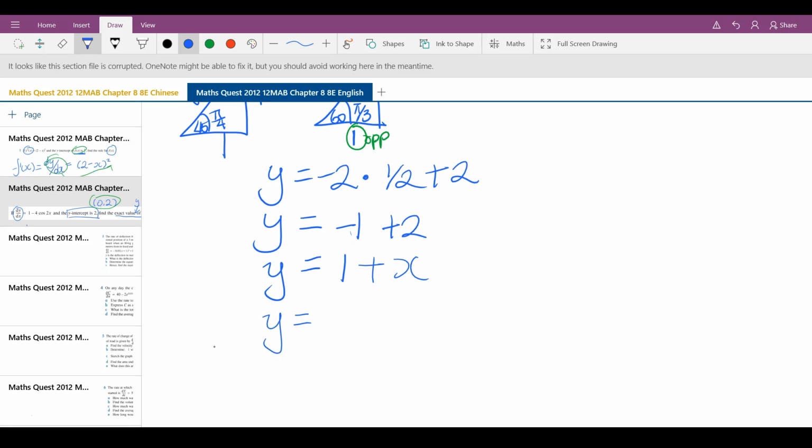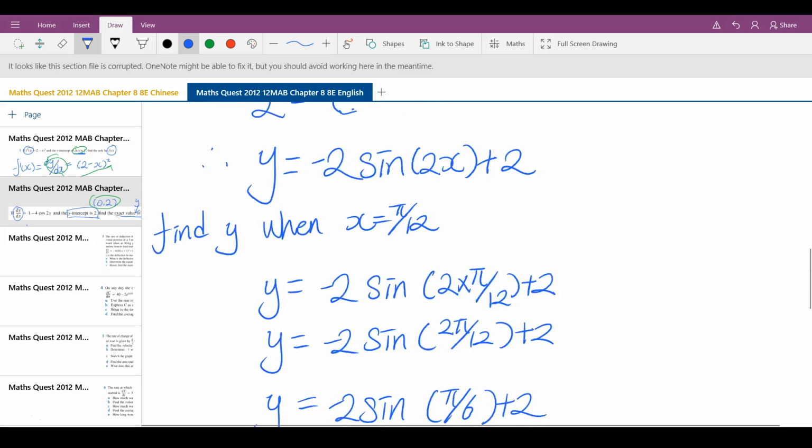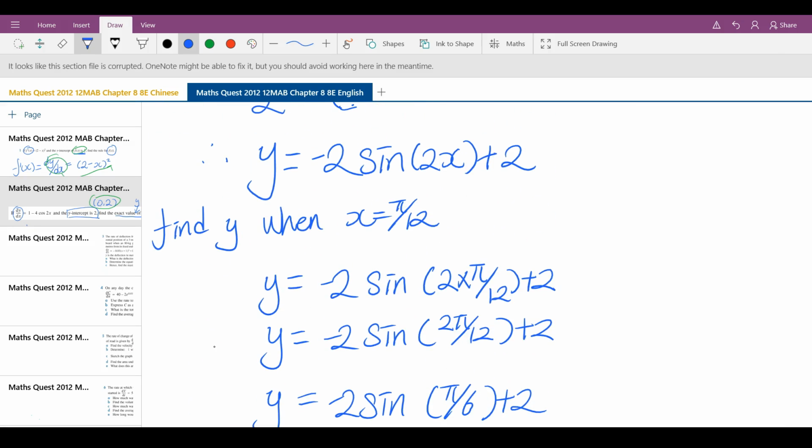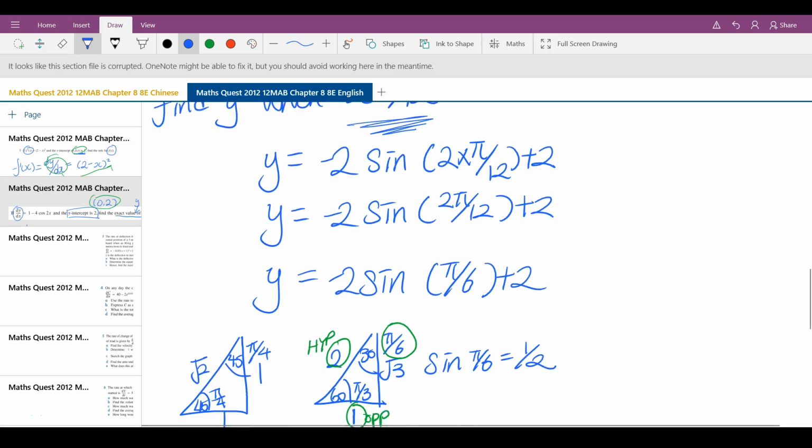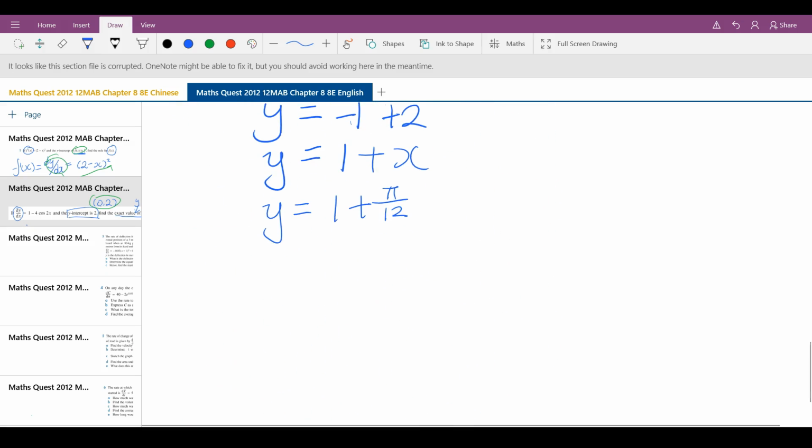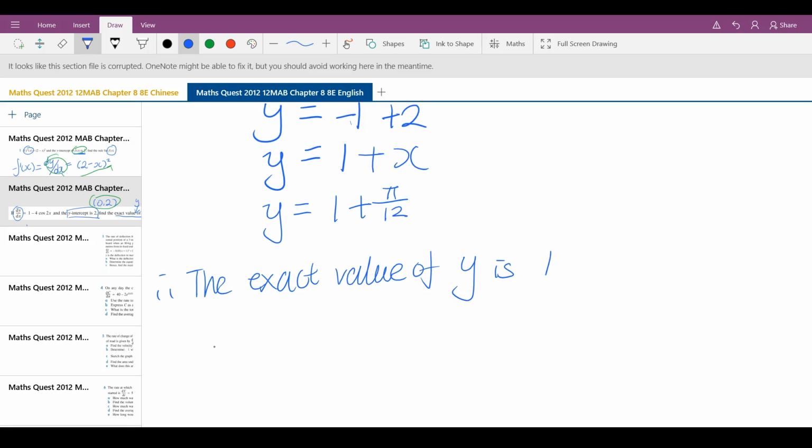And the x, remember, is just pi over 12, because that's what we subbed in when x is equal to pi over 12. So therefore, the actual exact value of y is equal to 1 plus pi over 12. So the exact value of y is 1 plus pi over 12.